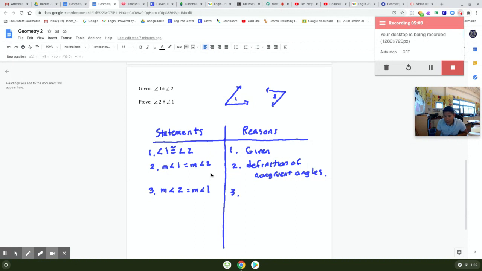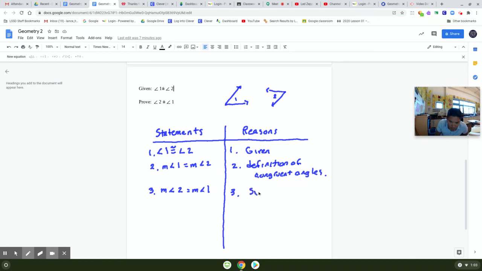If the length of AB is equal to the length of CD, then the length of CD is equal to the length of AB. So what says that is specifically the symmetric property of equality. Again, from a previous lesson. And then statement number 4, we're not done yet, because here's what we're trying to prove. Angle 2 is congruent to angle 1.